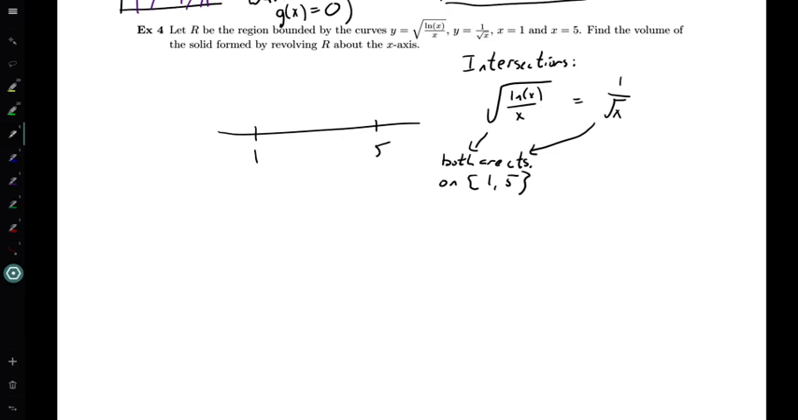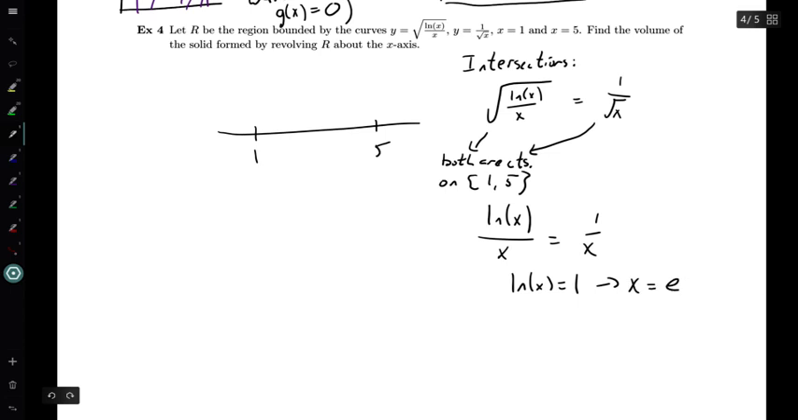In order to do that, I can square both sides of this equation that I have. So I have log x over x equals 1 over x. Multiplying both sides by x gives me log x equals 1. And taking e to both sides gives me that x equals e. Cool. Remembering that e is about 2.7, I know that these two functions intersect at some point inside this interval here. So maybe here's e. Let's see, 2.7 is somewhere about here.